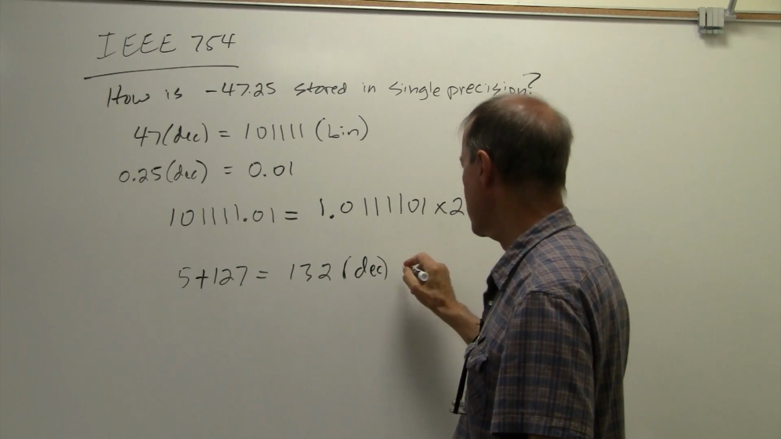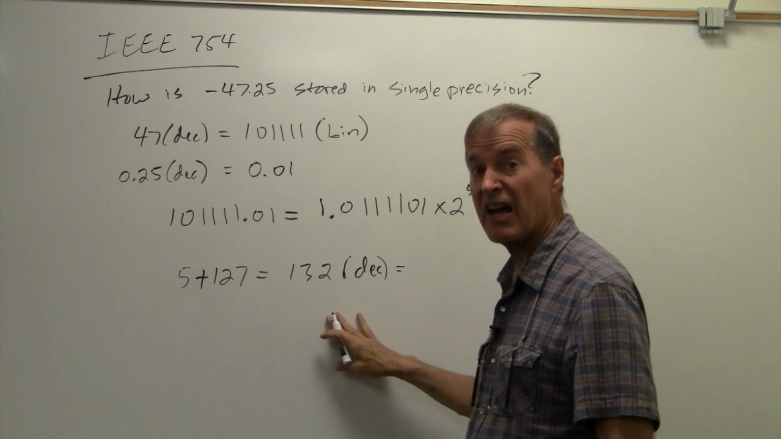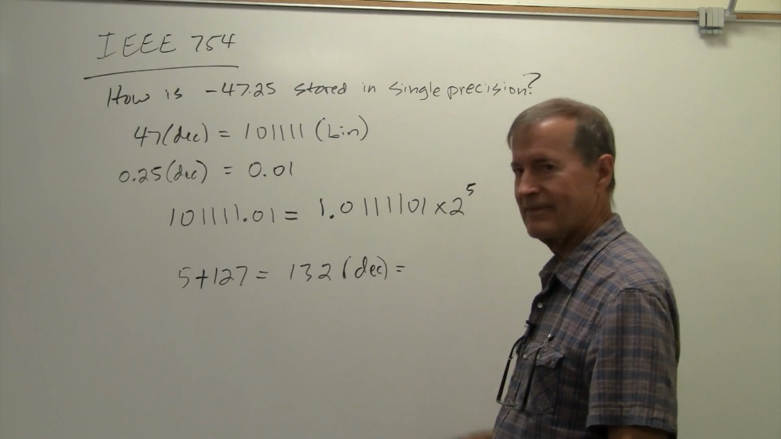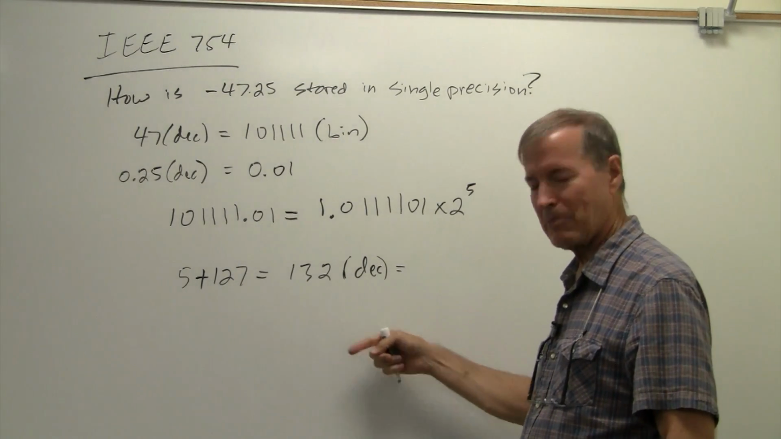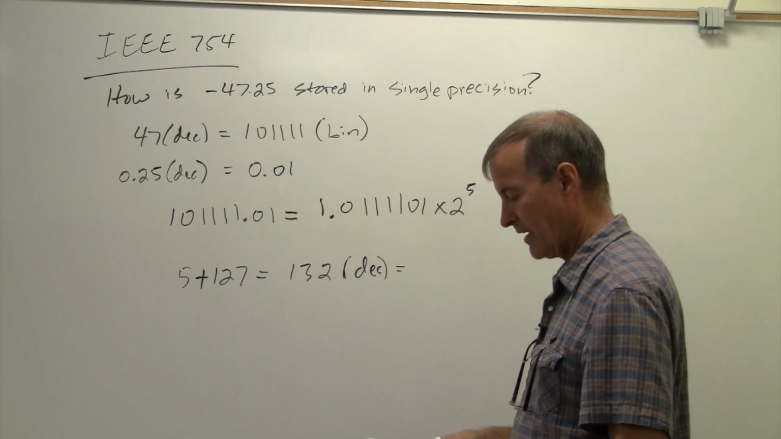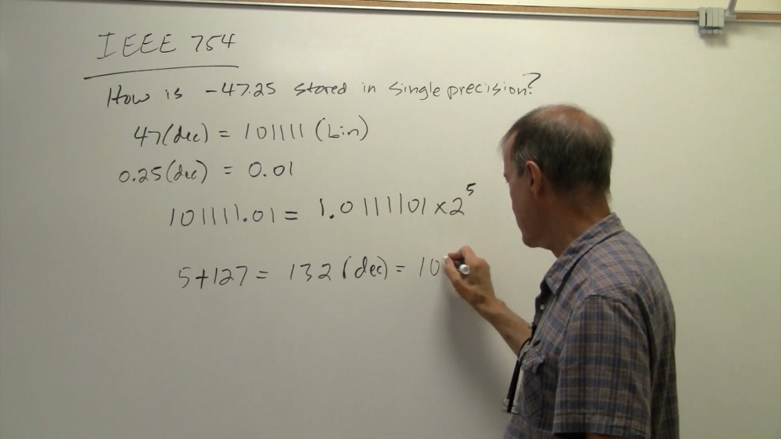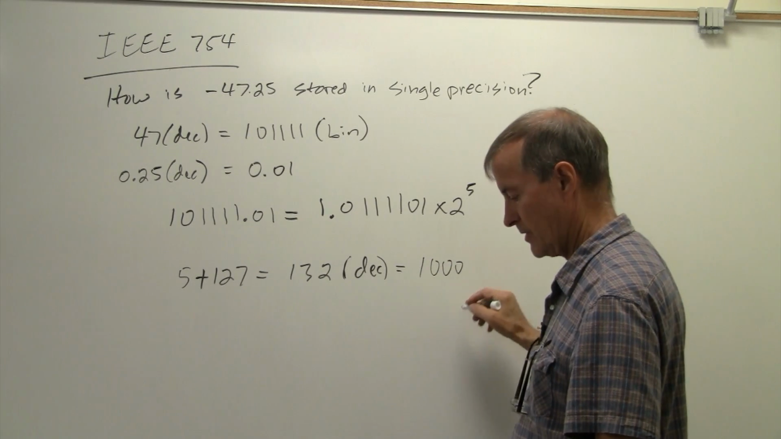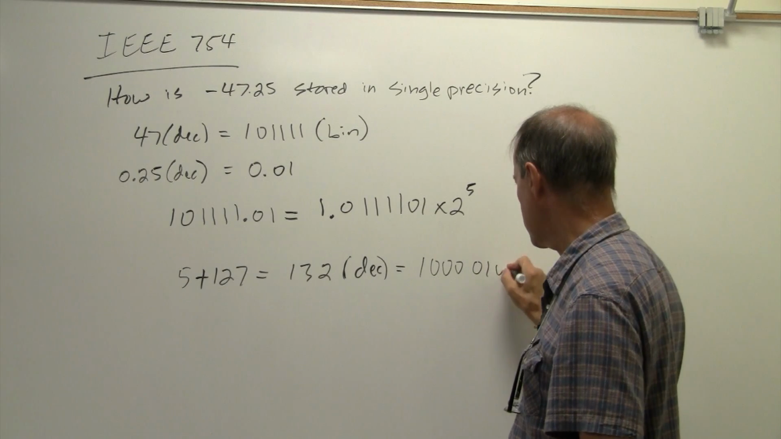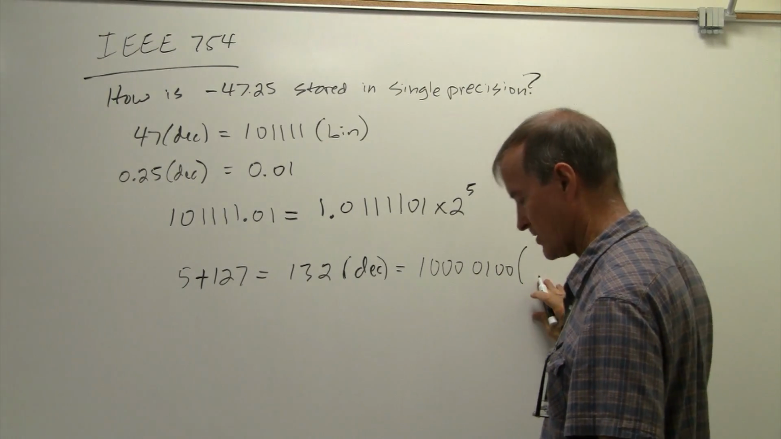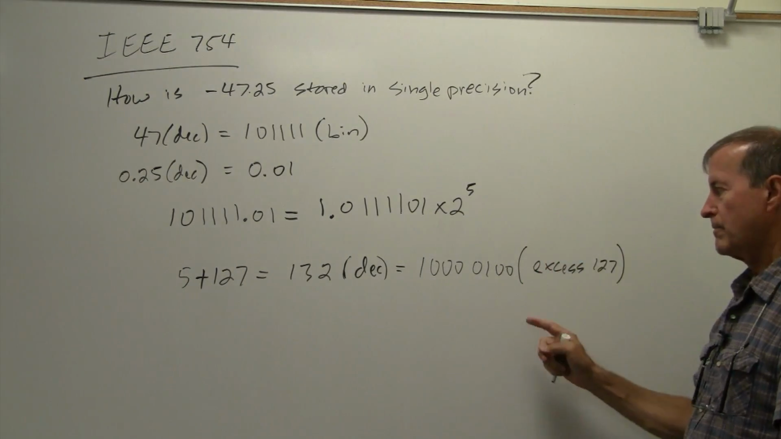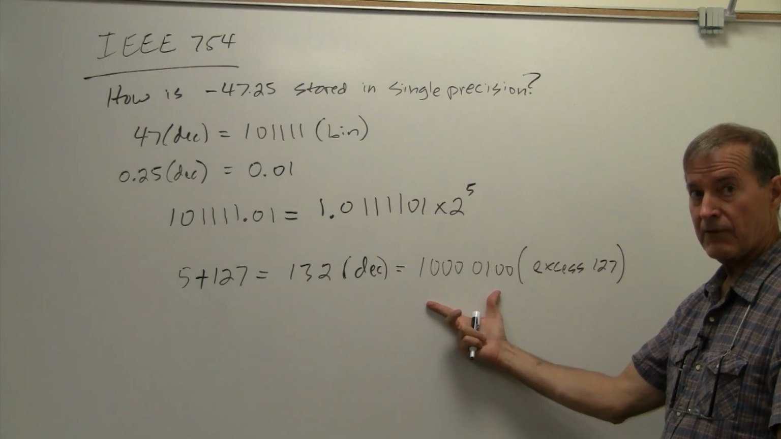And 132 decimal is what in binary unsigned? Well, you'd have to divide by 2 and so on. If you work all that out, it's going to be 1000 0100, and this is XS 127. And this is 8 bits for the exponent field.